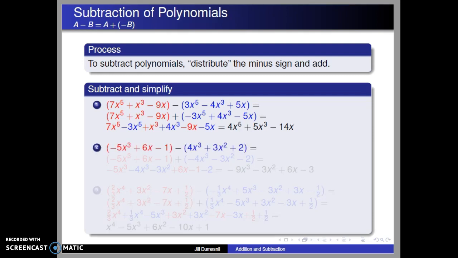Let's consider a second example. Again, we distribute the minus sign and reorder the terms conveniently. Combining like terms now produces minus 9x cubed minus 3x squared plus 6x minus 3.